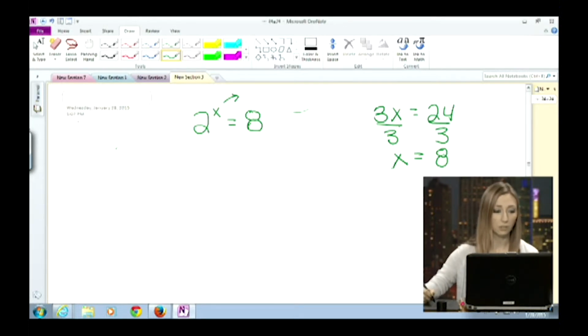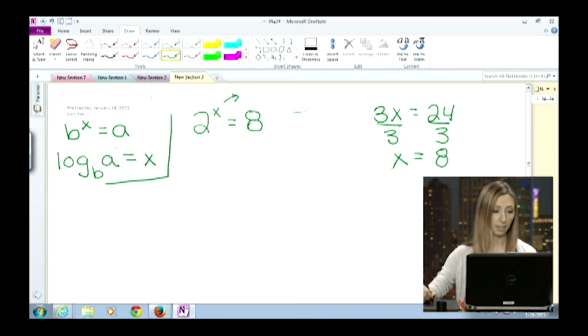And so what we do is we use logarithms to rearrange these terms so that we can get x by itself. The rule is, and I'm writing it on the left-hand side of the screen, if you have the exponential function b to the x power equals a, then you can rewrite it as log base b of a equals x, and thus get that variable by itself.